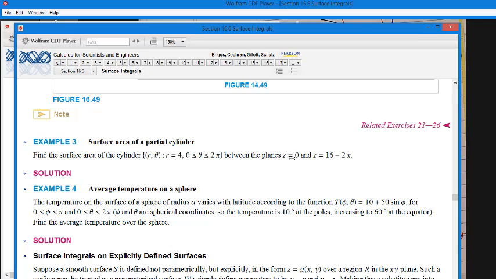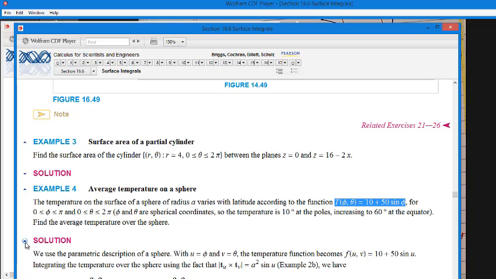Find the average temperature on a sphere. The temperature on the surface of a sphere varies with latitude according to this function. Find the average temperature over the sphere.